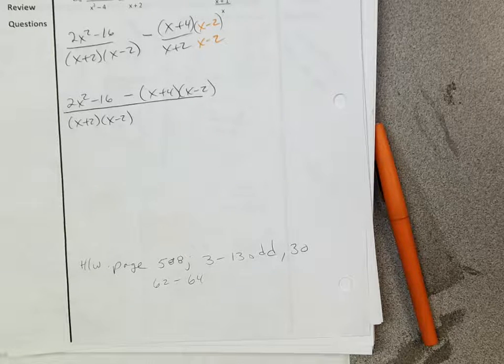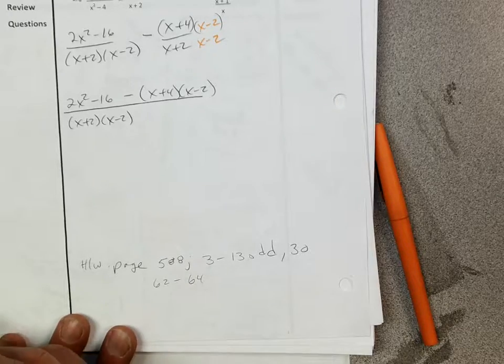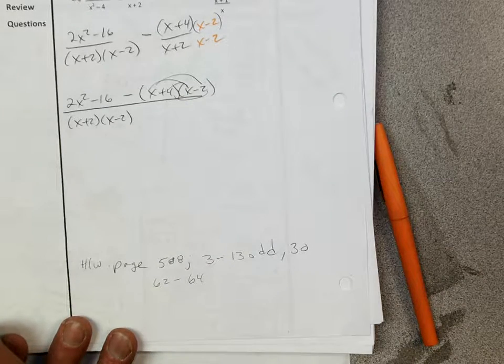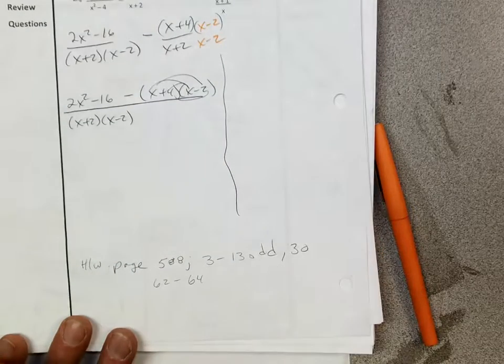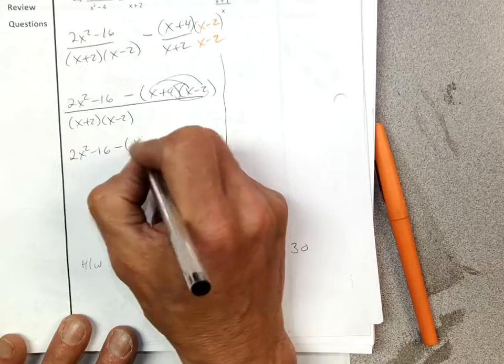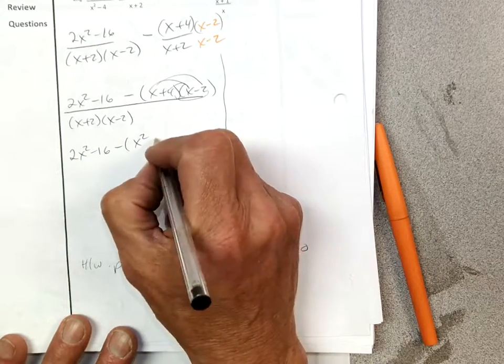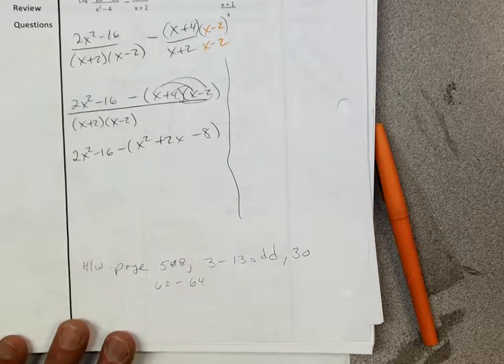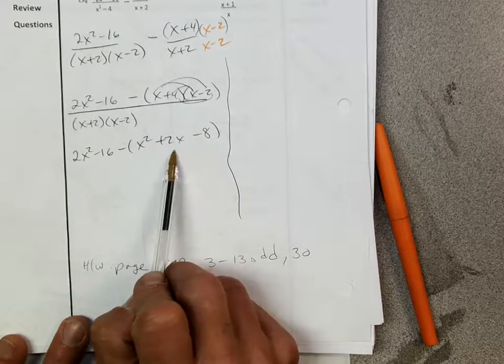Now, this one's going to take some work. Let me foil. This one's a hard one. I don't think you can factor the top into the bottom. Let's find out. 2x squared minus 16 minus x squared. It'll be a positive 2x minus 8. You guys know how to do the double smiley. That's where I get the 2, right?